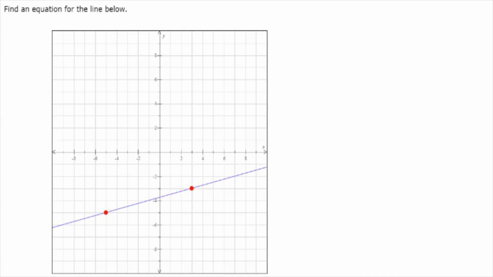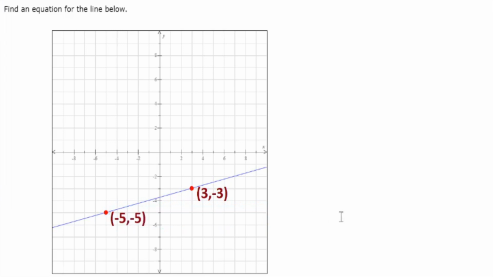You're told to find the equation of the line given below. So what are the coordinates of this point? Let's start by finding the coordinates of this point here. So this point would be 3 and negative 3. And this point here would be negative 5 for the x and negative 5 for the y.